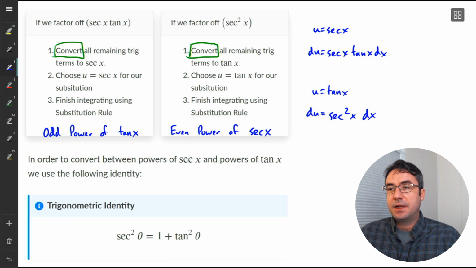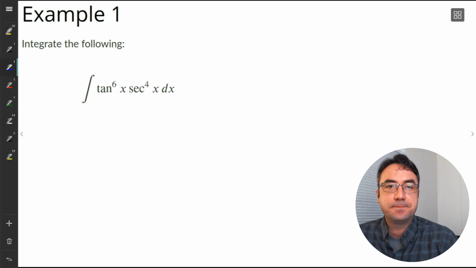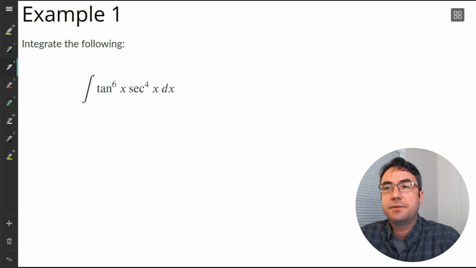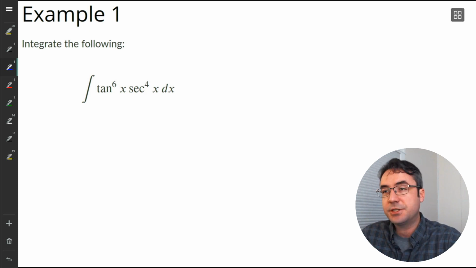So let's try it out. It'll help to see a couple examples. So let's start with example 1. Here we have the integral of tangent x raised to the power 6 times secant x raised to the power 4. We're going to do the integration.